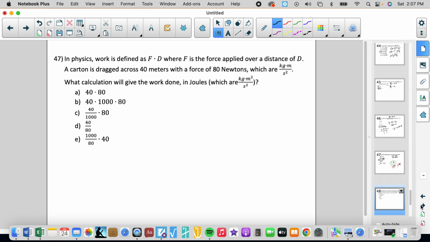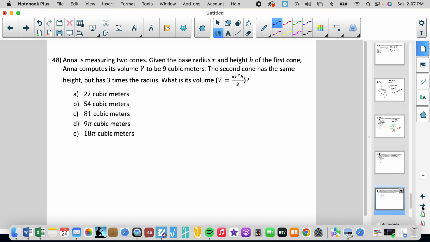Come on, academic decathlon. In physics, work is defined by force times distance. F is the force applied over a distance of D. The carton is dragged across 40 meters, that's distance, with a force of 80 newtons, that's force, which are kilograms times meters divided by seconds squared. What calculation will give you the work done? Well, work is defined by force times distance, 40 times 80. Okay, I guess we were looking to see that's meters, so that's fine, right?